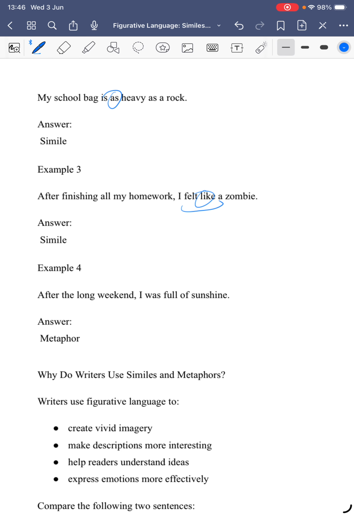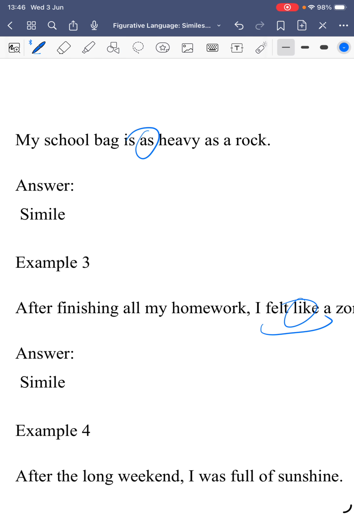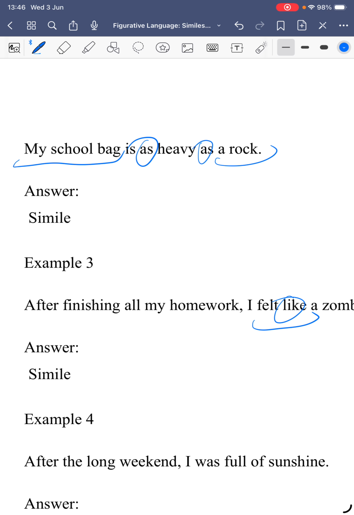And the second example, my school bag is as heavy as a rock. We have comparing words here in this sentence. My school bag, rock, both of these terms are trying to say heavy. So in this sentence, we're trying to say that my school bag is very heavy. So it is a simile.